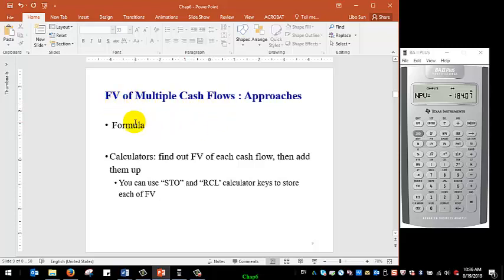Again, we can use the formula. However, for the financial calculators, we don't have a cash flow key shortcut. What we're going to do is, for each single cash flow, we count how many years of compounding and find out future value for each of them, then add them up. I would suggest you to use the store, recall, calculator keys to store result from each future value.